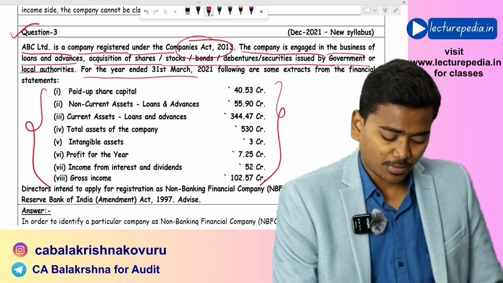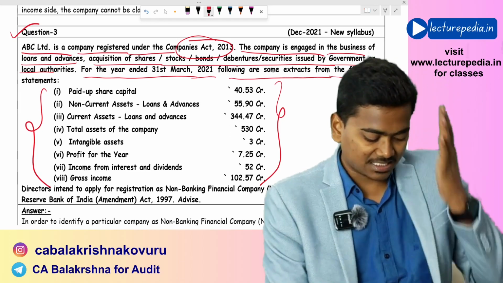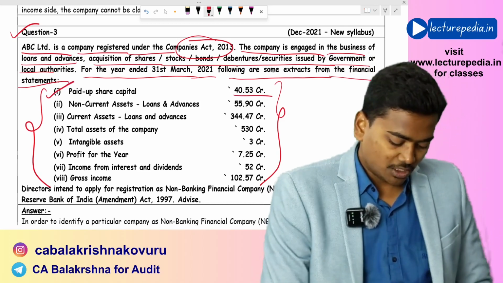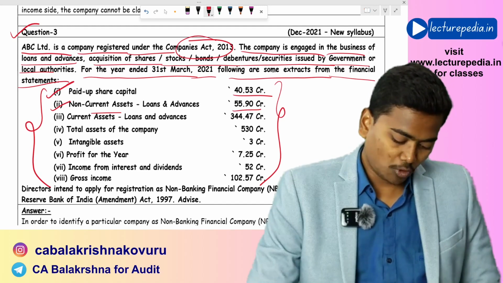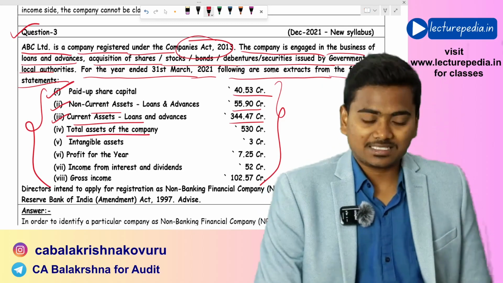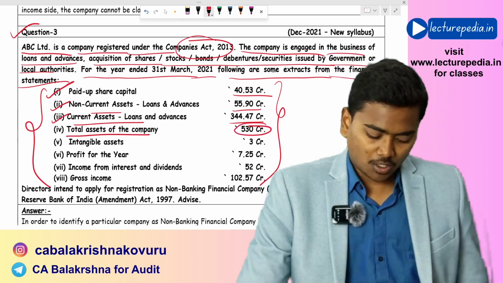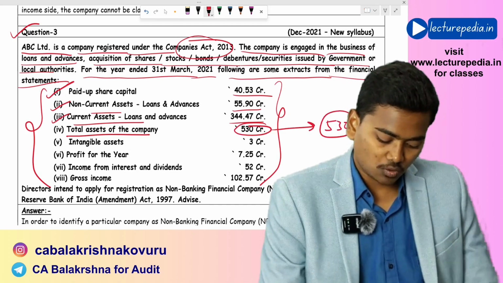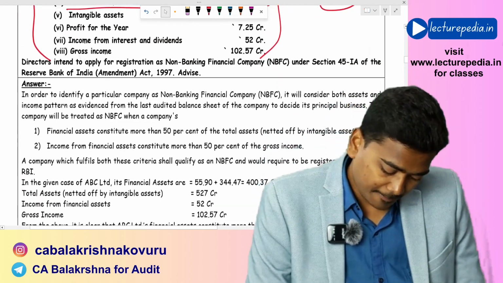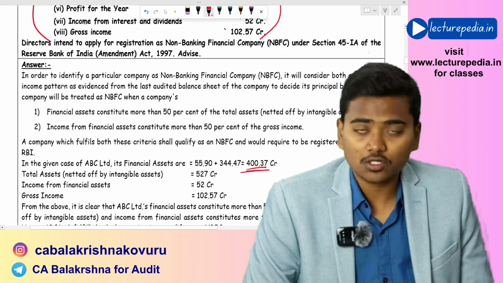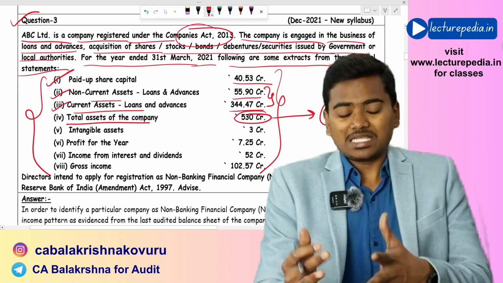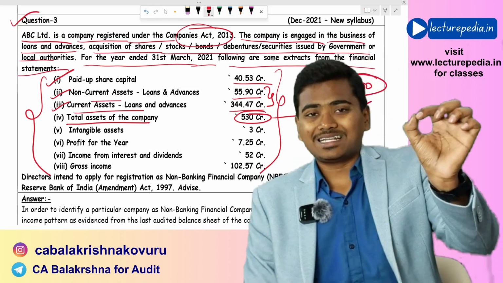For the year ended 31st March 2021, following are some extracts from the financial statements. Paid up share capital is 40.53 crores. Non-current assets is 55.9 crores and current assets is 344 crores. Total assets turns out to be 530 crores. Of these, financial assets, here I have calculated, is 400 crores. Now, 400 crores is more than 50% of total assets. So, the asset condition is satisfied.